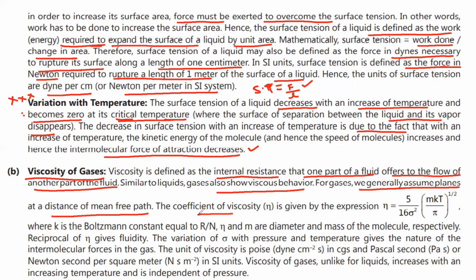The coefficient of viscosity, eta, is given by the expression eta = 5/16 σ² (mkT/π)^(1/2), where k is the Boltzmann constant, equal to R/N₀, T is the temperature, and π is a constant, and σ and m are the diameter and mass of the molecule respectively. The reciprocal of eta gives fluidity.